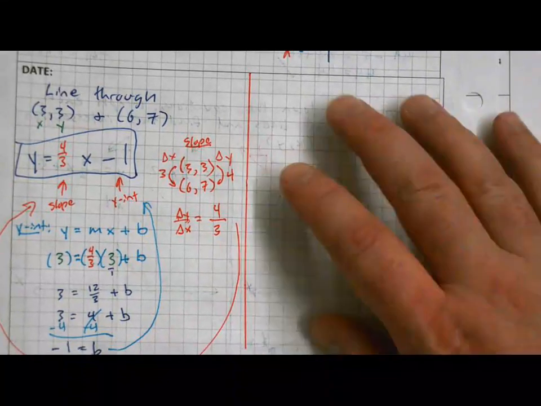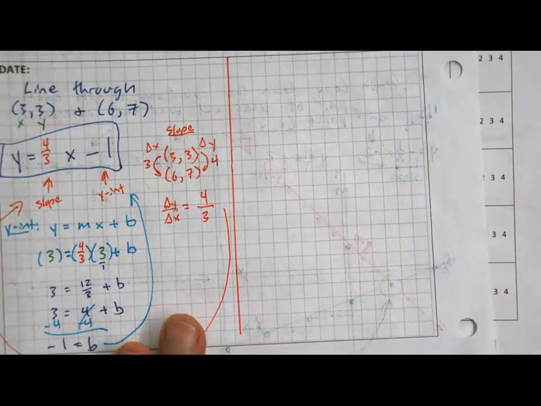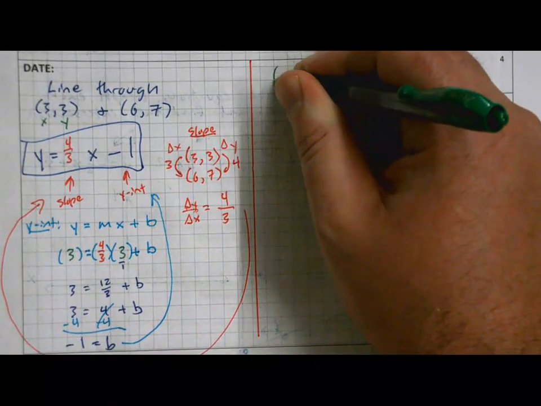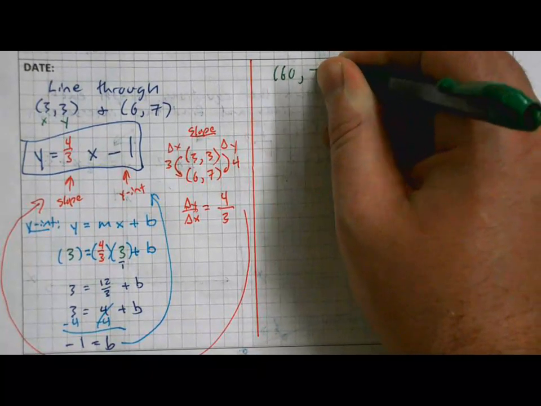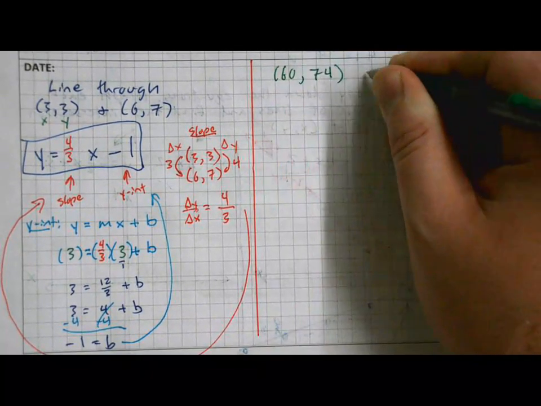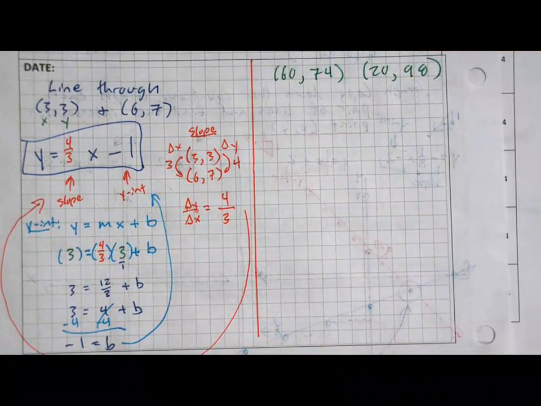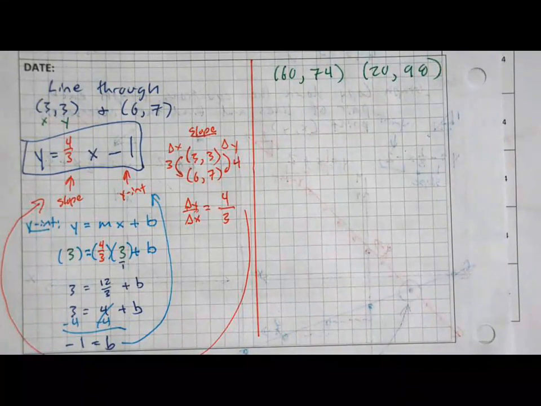So in this other space right here, we left half of this because we're going to do one more problem. Could you please write down these 2 points, 60, 74, and 20, 98. So if you'd rather graph it, feel free to start counting. Count quickly, though, because you've got a lot of things to count.